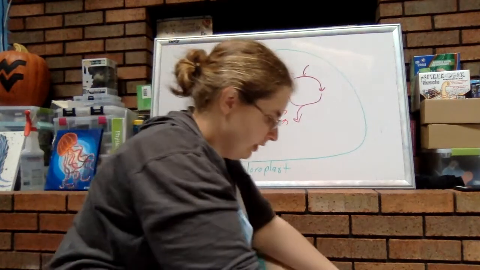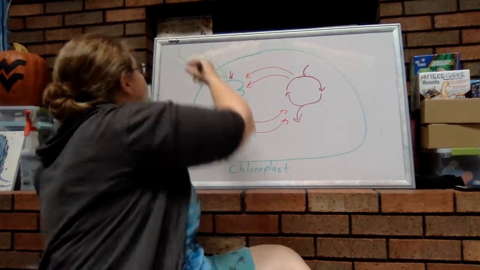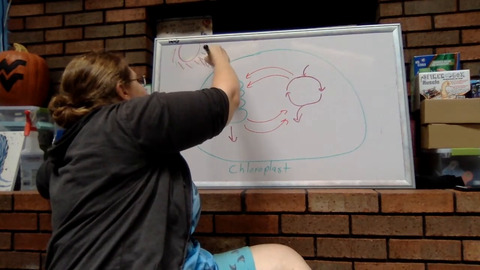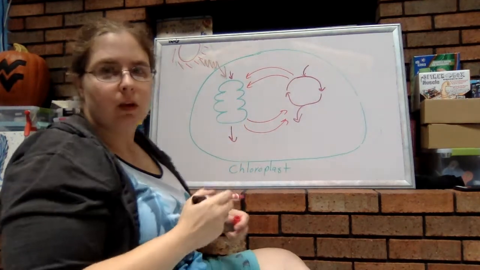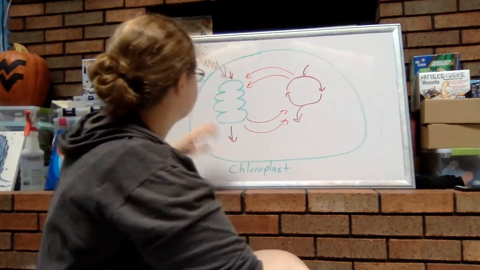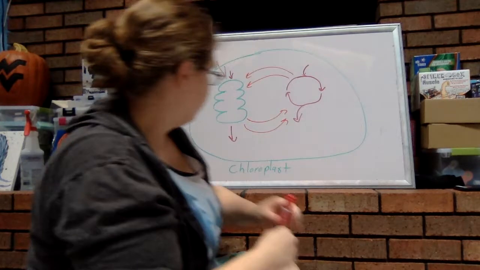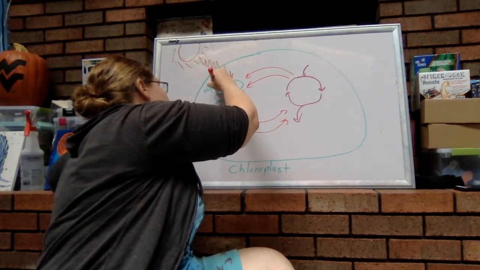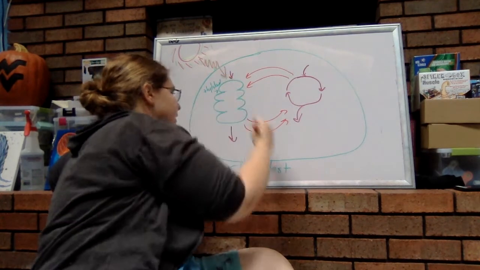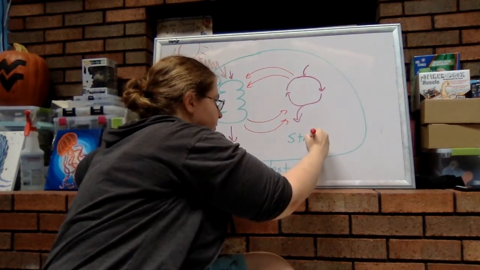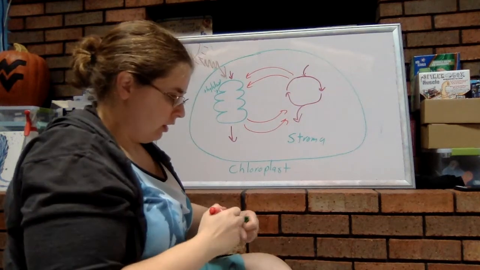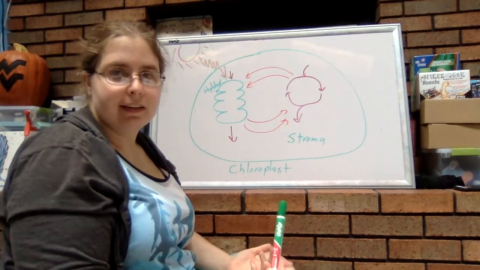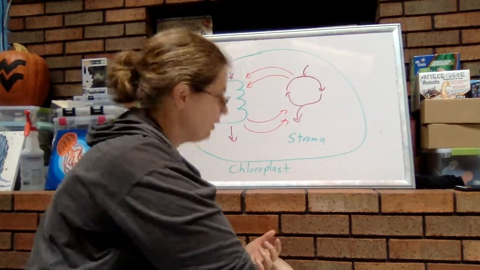That's a little hard to see, I'm sorry. All right. So again, this is the chloroplast. This is thylakoid. And here is the stroma. So this is a really good summary picture of what's going on in photosynthesis.